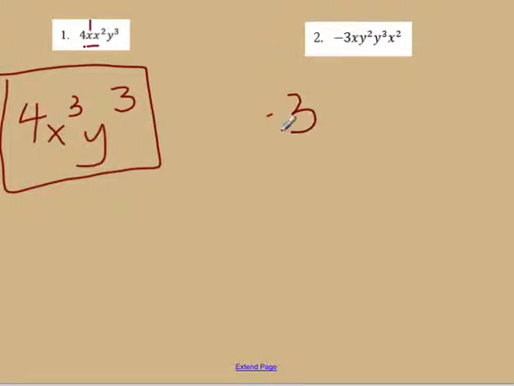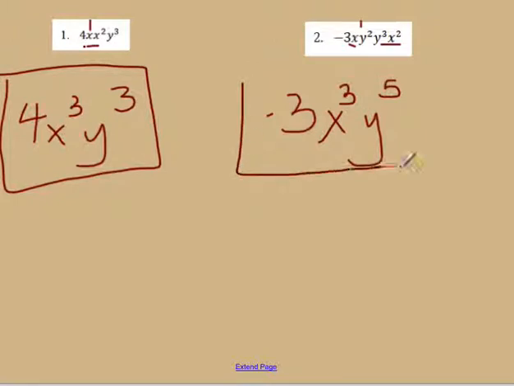Next we have negative 3, and then we have x to the first, and I'm going to combine my x's. So I have x to the first times x squared. When you multiply those two bases, you need to add your exponents. 1 plus 2 is going to give you 3. Then you want to take y squared times y cubed, add those exponents, and you get y to the 5th. When you multiply things of like bases, you're adding the exponents. Let's take a look at number 3.